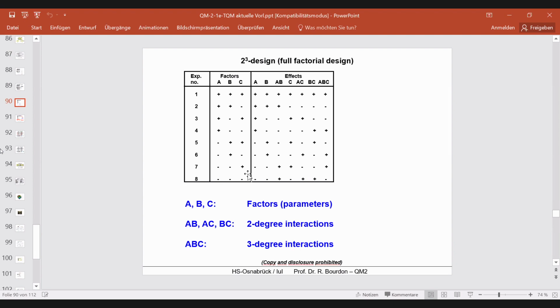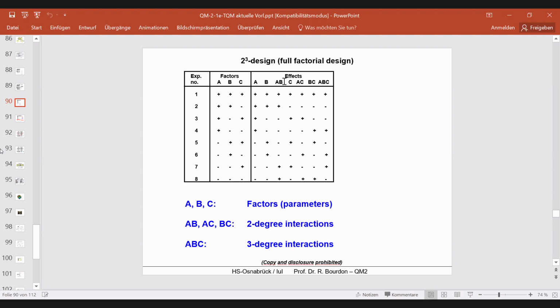And then they do the measurements of one quality characteristic or several quality characteristics. Here you see A and B and C, and also the interactions. The interactions can be calculated. They cannot be set on the machine. And the plus minus here is calculated: plus times plus is plus, plus times minus is minus, minus times plus is minus, and minus times minus is plus. So this plus and minus column is calculated.